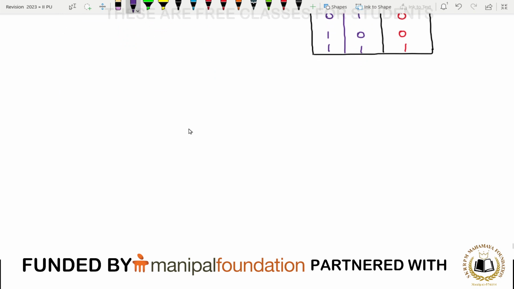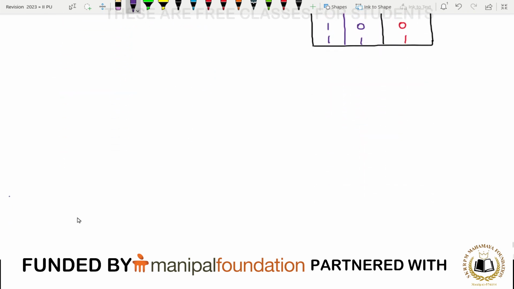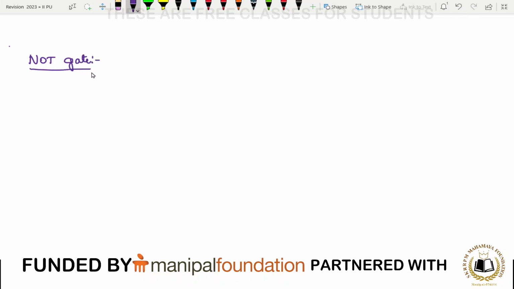So next one is which gate here? This AND is over. Next gate is the NOT gate. So what is the symbol of the NOT gate? Like this. This is the symbol of the NOT gate. Input is A, so output Y equal to A bar.